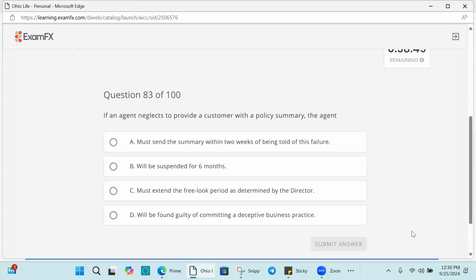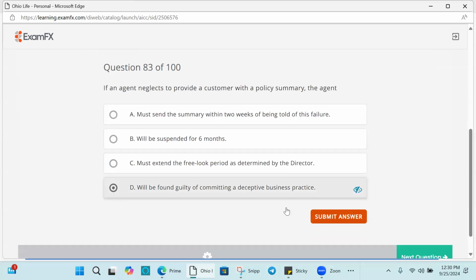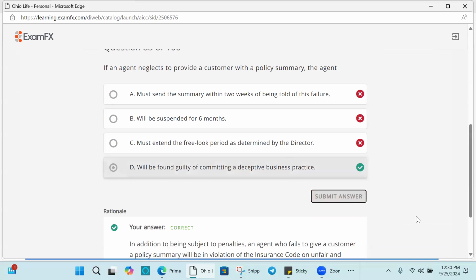Categorizing people, yes. Okay. If an agent neglects to provide a customer with a policy summary, the agent could be found guilty of committing a deceptive business practice. Yes, it's an unfair trade practice if they don't attach the summary.